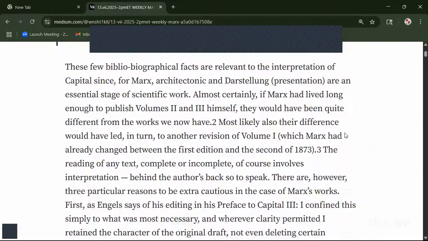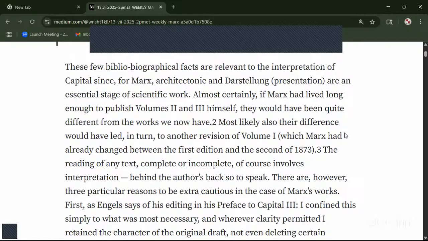These few bibliographical facts are relevant to the interpretation of Capital, since for Marx, architectonic and Darstellung, presentation, are an essential stage of scientific work. Almost certainly, if Marx had lived long enough to publish volumes 2 and 3 himself, they would have been quite different from the works we now have. Most likely, also, their difference would have led in turn to another revision of volume 1, which Marx had already changed between the first edition and the second edition of 1873.